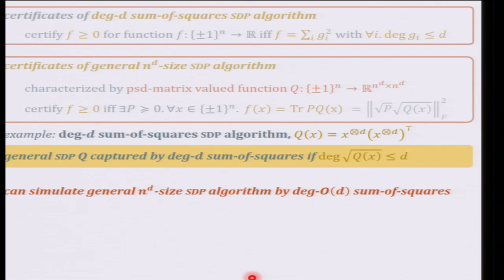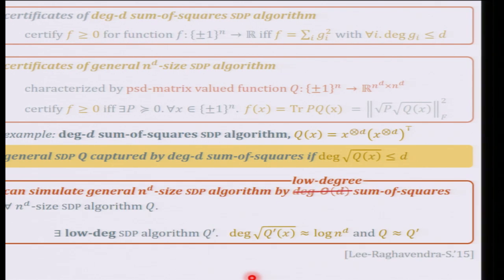The key ingredient of our proof is to prove a weaker version of this first. The weaker version is that we want to approximate q by some function q prime, such that the degree of the square root of q prime is logarithmically large. If you could have a bound of d here, then that would clearly be captured by degree d sum of squares, and it turns out that this logarithmic bound makes huge progress toward this goal. There's another argument to get rid of the logarithmic factor.